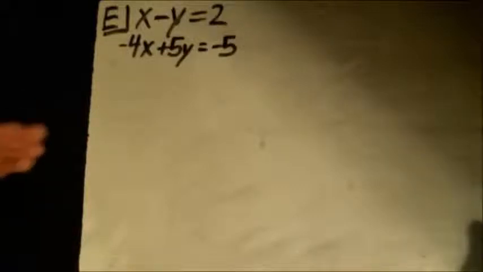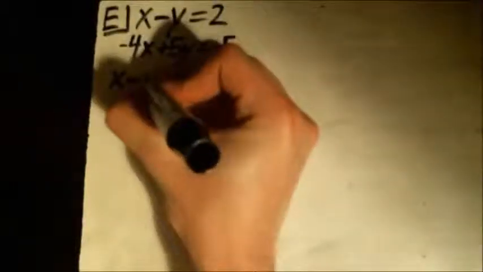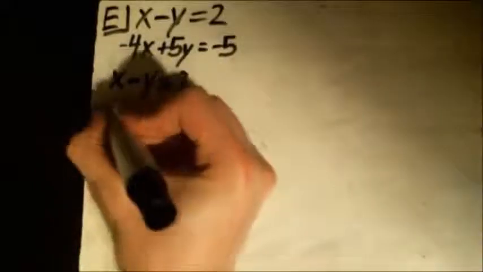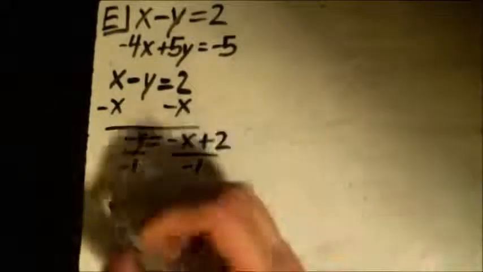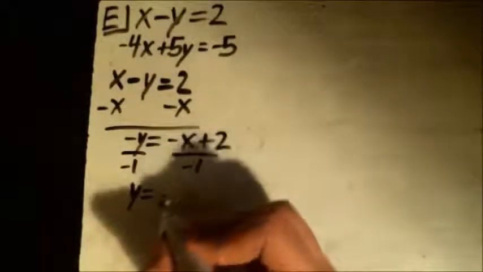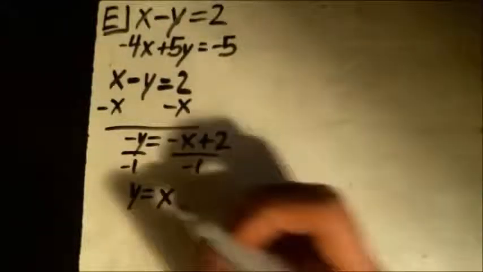For E, we have x minus y equals 2, and negative 4x plus 5y equals negative 5. So once again, we want to make sure both are in slope-intercept form, which in this case neither of them are. So just like on the last one, we have to get each of those equations to slope-intercept form. So our top one, x minus y equals 2. I'd have to subtract x from both sides. So I end up with negative y equals negative x plus 2. And then divide both sides by a negative 1 to get rid of that negative. So I got y equals negative over a negative, which would be a positive x. And then 2 divided by negative 1, which would be negative 2.